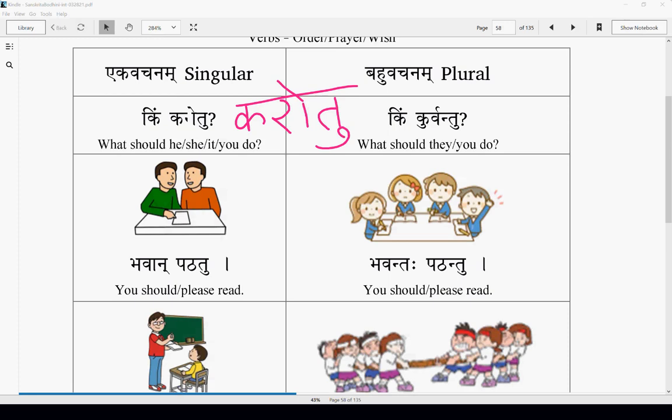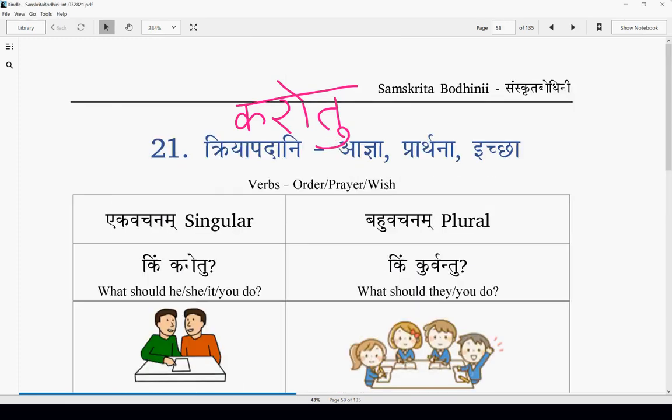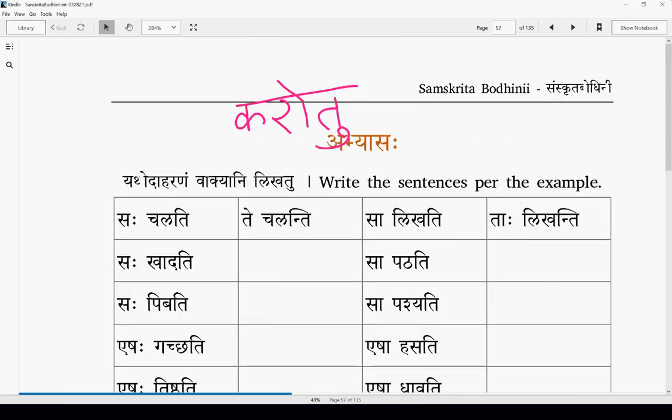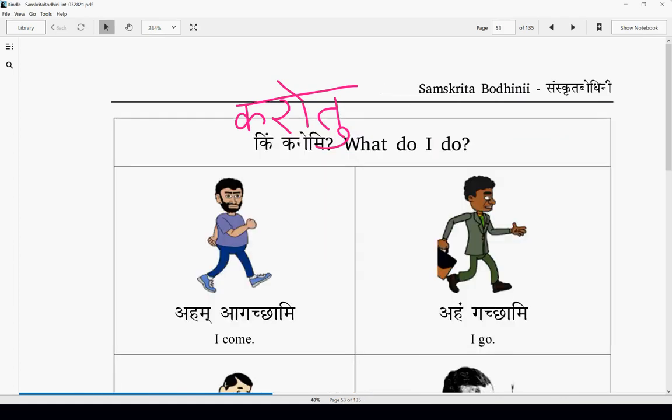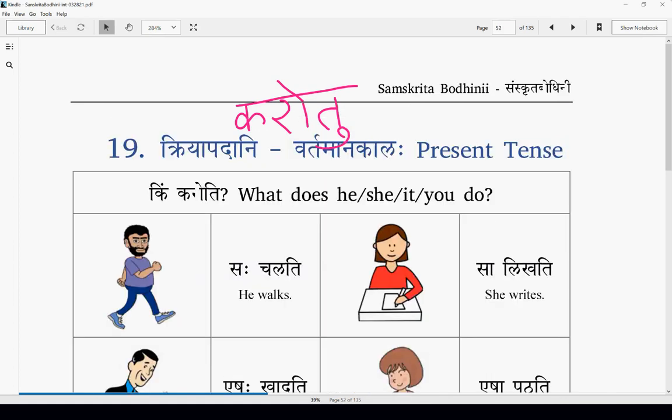Kashantu. Kim Karotu. So in the Ekavachanam form, we are using Kim Karotu. Now, in the previous Vartamana Kala, what was the question there? We started with a question. Here, Kim Karoti, right? The basic one was Kim Karoti. If you saw on the top here, Kim Karoti.